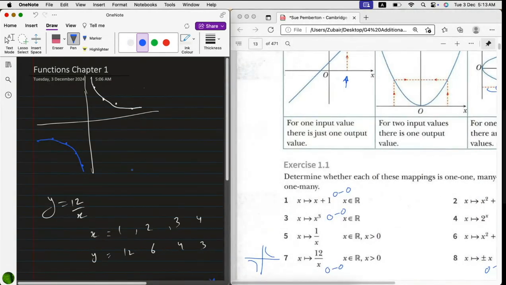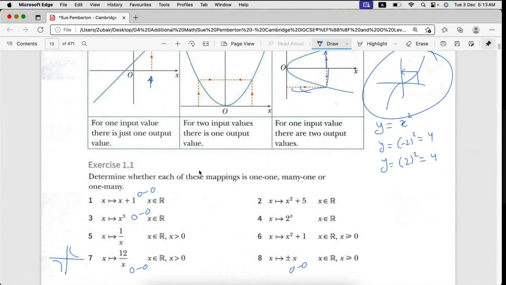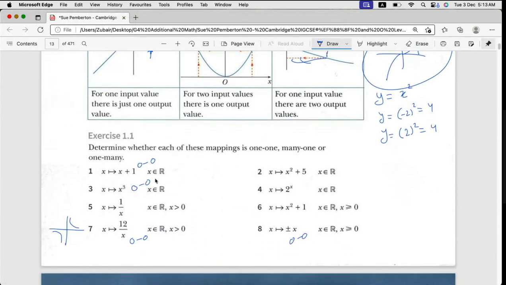Okay. This is also graphs of simple math sketching. So that is 1 to 1. If you draw horizontal lines, it would cut at a single point. Okay.